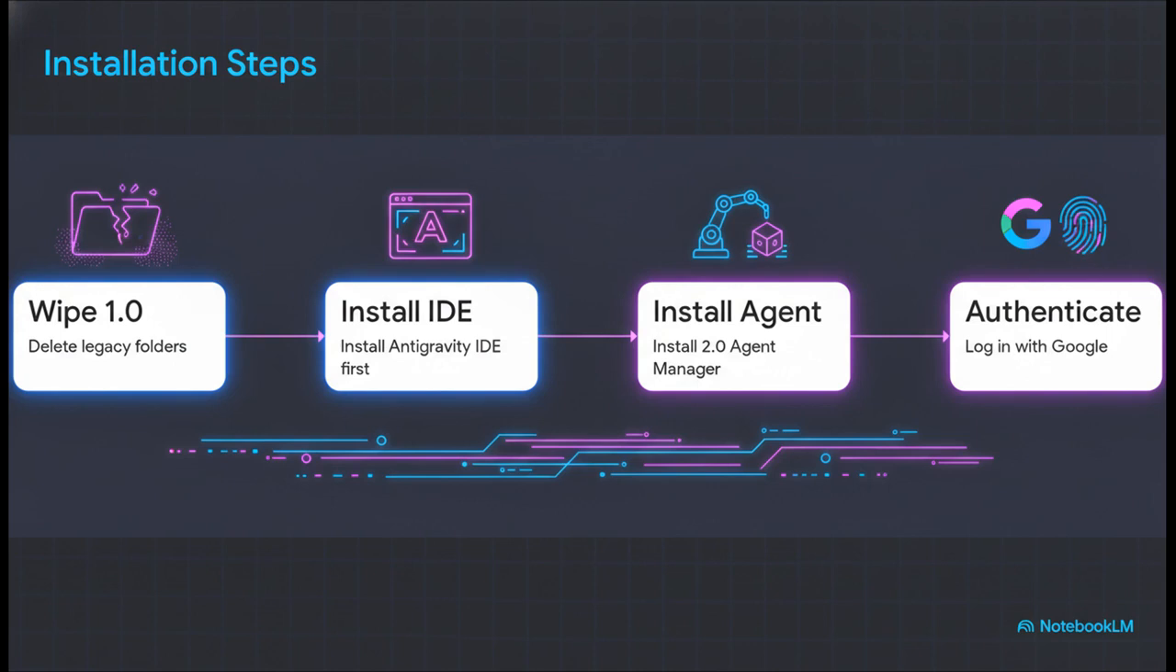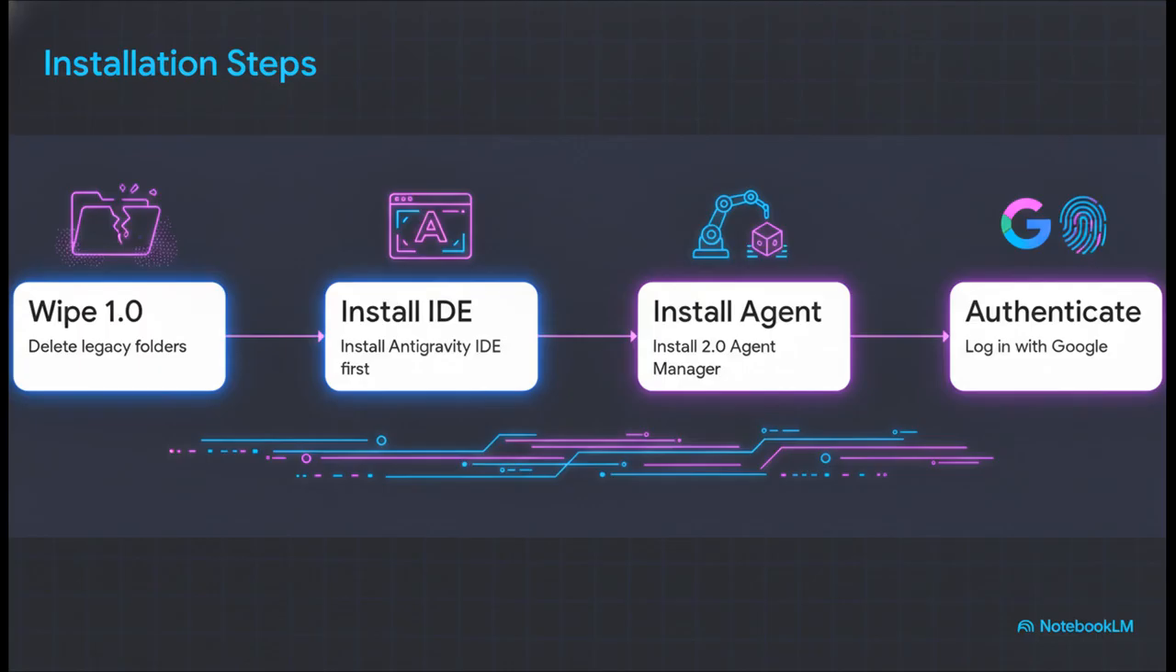Okay, head over to antigravity.google/download and download both the IDE and the 2.0 Agent Manager. Think of me as your Sherpa here. You must follow this exact chronological sequence. Step 1, like we just discussed, is wiping those 1.0 legacy folders. Step 2 is absolutely critical. Install the Antigravity IDE first. Seriously, do not skip this. Why?